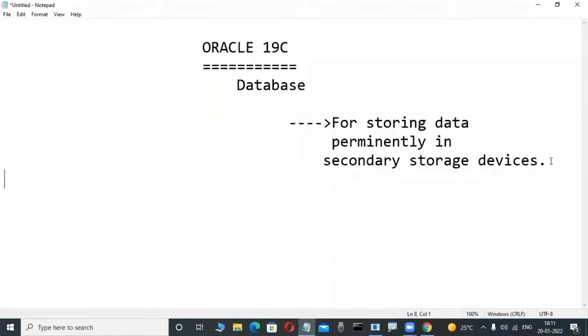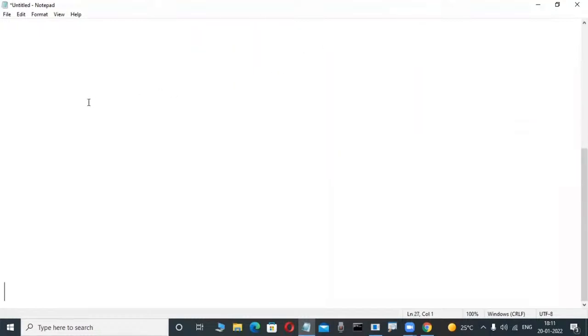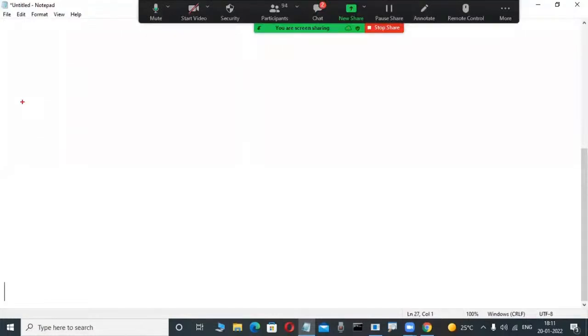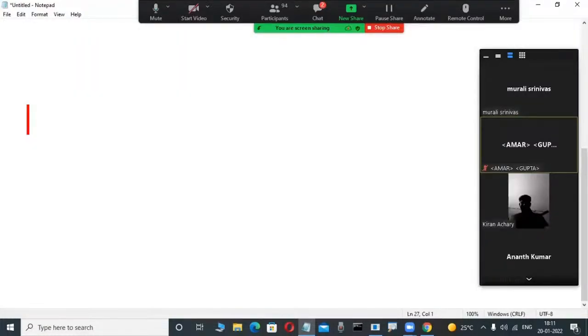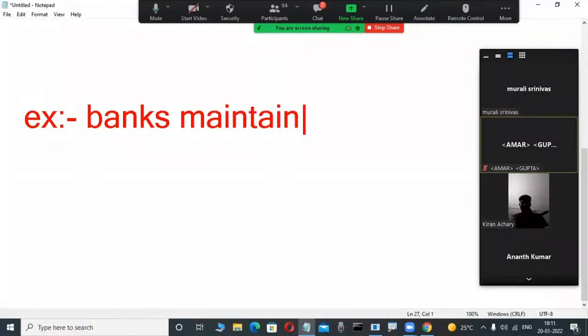So now here, non-technical person means easily understandable: every organization maintains a database. For example, observe it here. So many applications are there. One of the applications I'm taking is banks. Banks maintain databases. Observe it here. What is the purpose? They are maintaining a database, which means storing something.